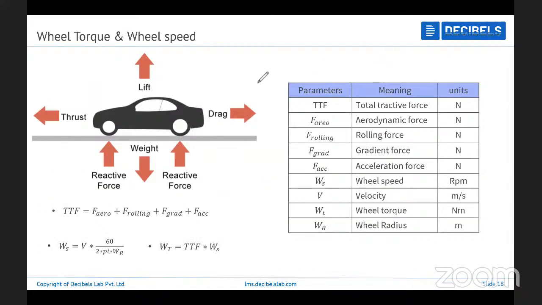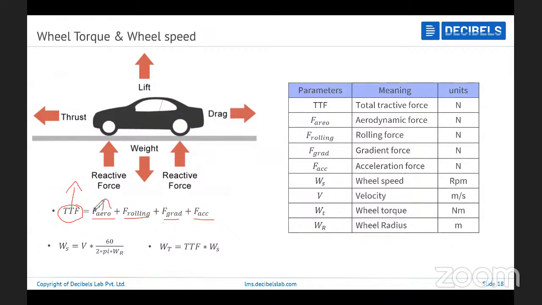Now we got to know the wheel side, the vehicle body side, and what resistive forces influence the vehicle body. Then we'll get to know the wheel torque and the wheel speed. Once you know how to estimate aerodynamic force, rolling force, gradient, and acceleration force, we can just add up all the forces and we'll end up with the total tractive force.